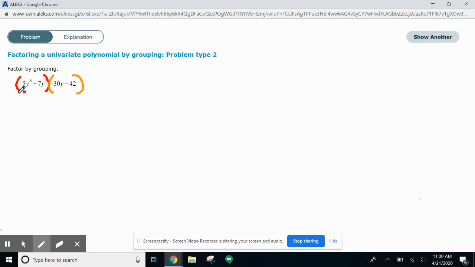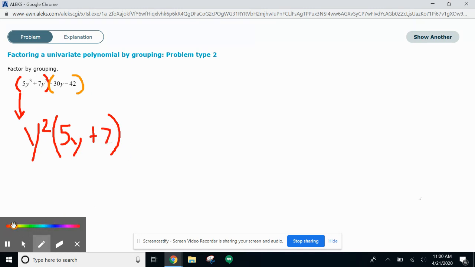So for this red one, what I can take out, they have y squared in common. 5 and 7, nothing in common. So this will be y squared. Then what remains on the inside will be 5y plus 7.